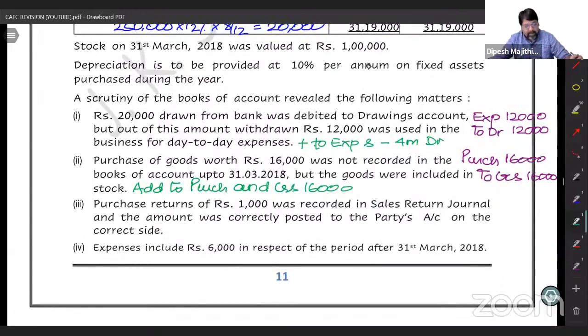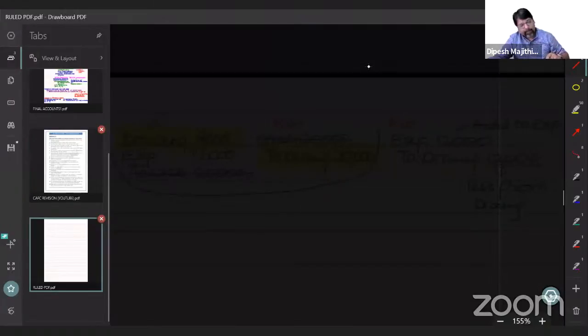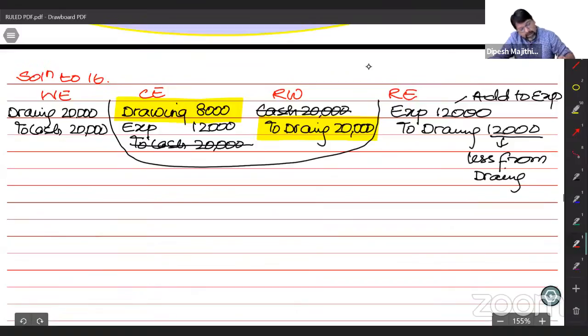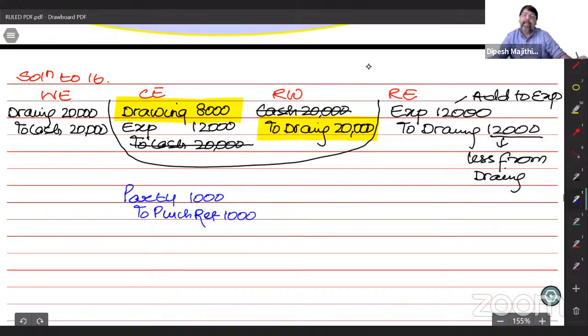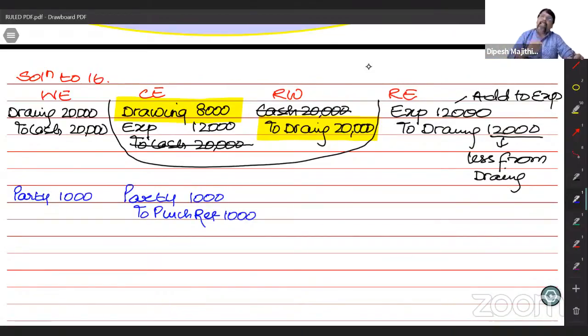Purchase of rupees 1,000 was recorded in the sales journal and the amount was correctly posted to the party's account. Purchase return of 1,000. Now chartered, look. Purchase return journal entry: party to purchase return 1,000. Correct? Now what I did, I wrote party debit correctly. But instead of crediting purchase return, I recorded it in sales return, and sales return is debited. So I wrote party debit, sales return debit.